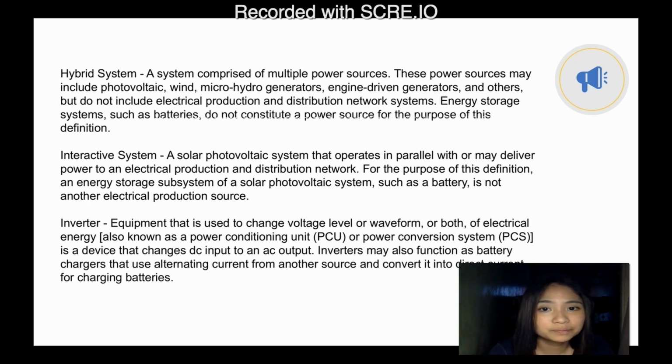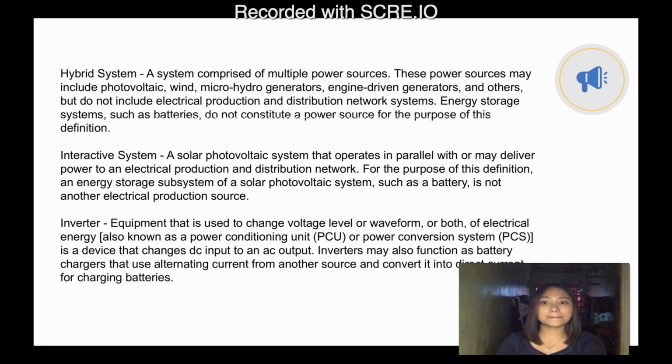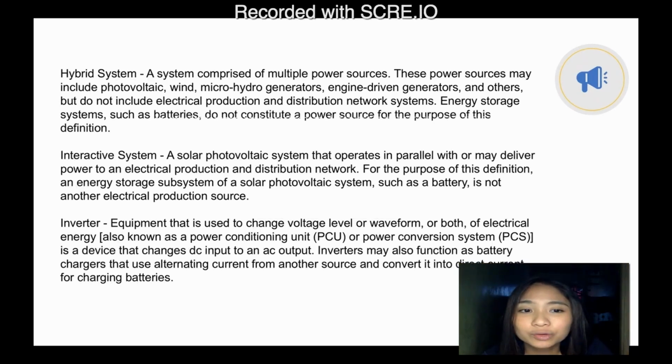Hybrid system: a system comprised of multiple power sources. These power sources may include photovoltaic, wind, microhydro generators, engine driven generators, and others, but do not include electrical production and distribution network systems. Energy storage systems such as batteries do not constitute a power source for the purpose of this definition. An interactive system operates in parallel with, or may deliver power to, an electrical production and distribution network. For the purpose of this definition, an energy storage subsystem of a solar photovoltaic system, such as a battery, is not another electrical production source.